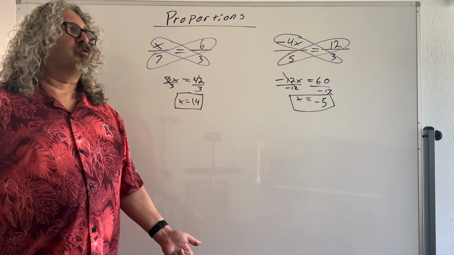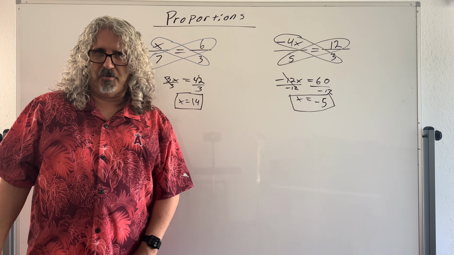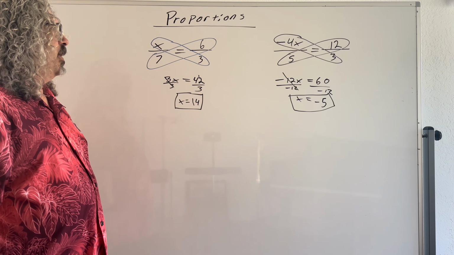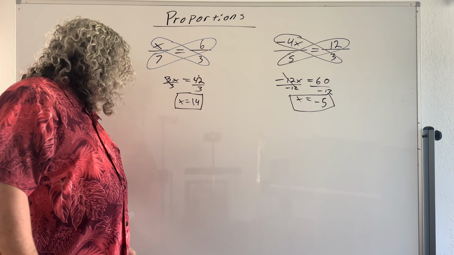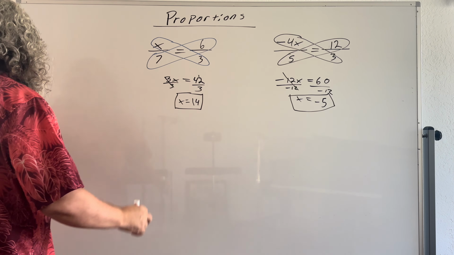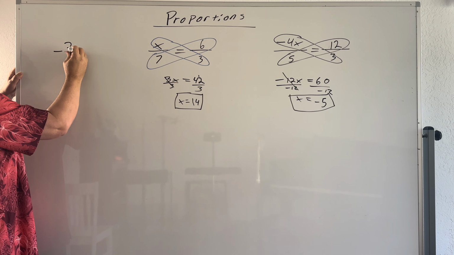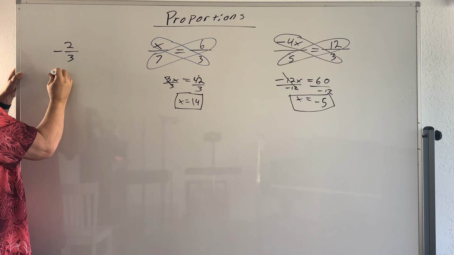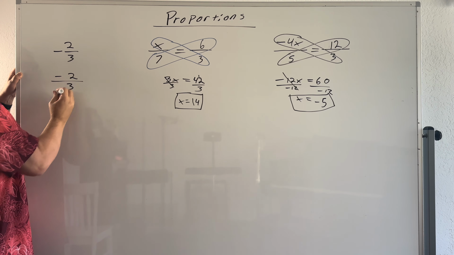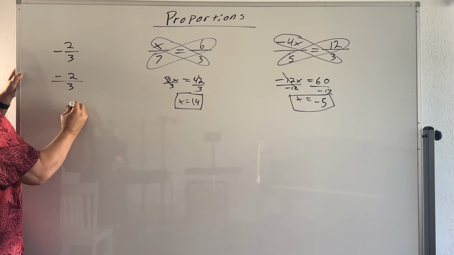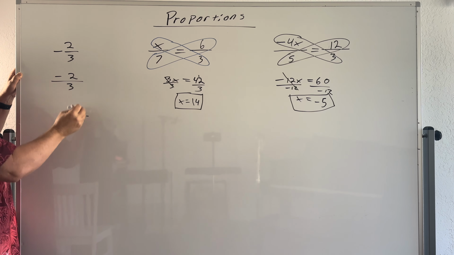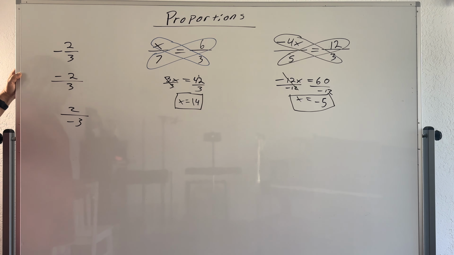So all we do is cross multiply when we have fractions, okay? And so that's basically how it's done. I want to show you a couple more things real quick. If you have a fraction that says negative 2/3, well, that's the same as negative 2 over 3, and that's the same as 2 over negative 3. All 3 of these mean the same thing.